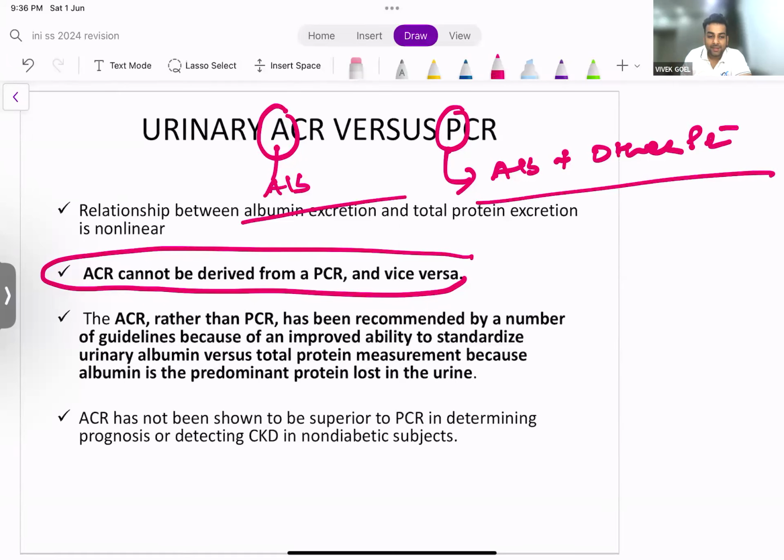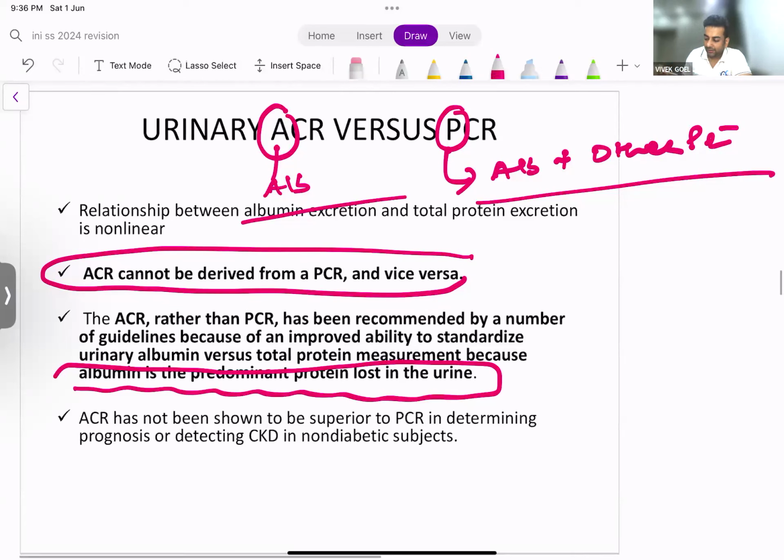But please remember, the ACR has been recommended by a number of guidelines because of an improved ability to standardize albumin versus total protein, because albumin is usually the predominant protein lost in the urine. So in whichever diseases you feel it is predominantly an albuminuric condition, say diabetic kidney disease, always do an ACR. But ACR is not superior to PCR in detecting CKD in non-diabetic subjects.